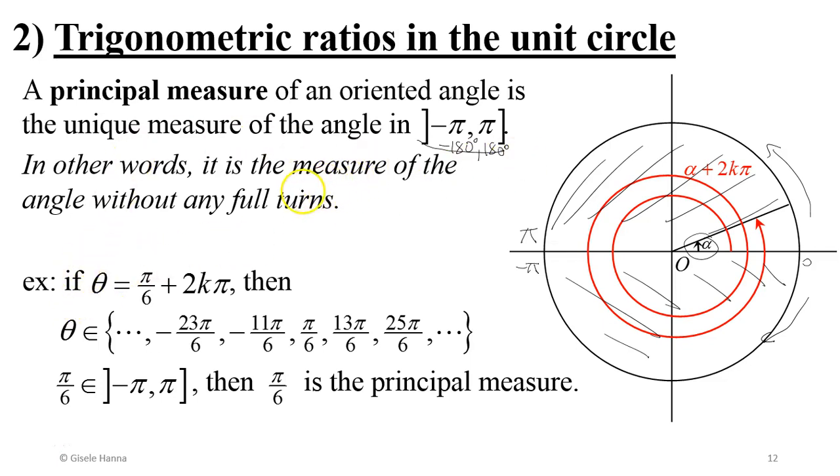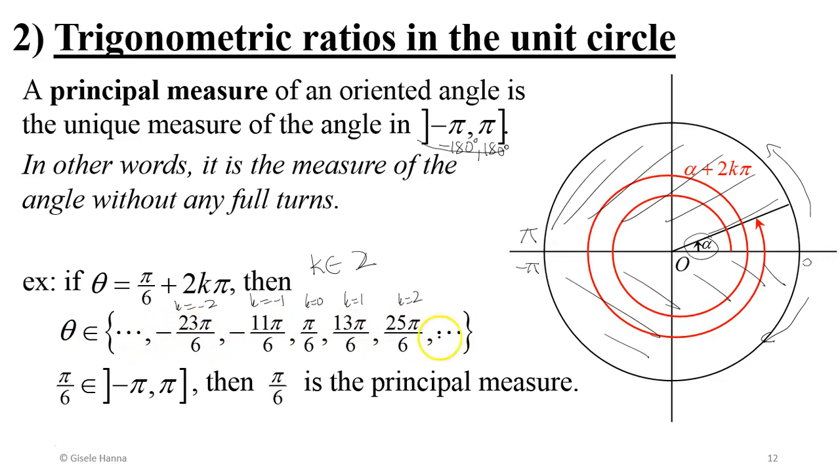In other words, whatever angle you are given, to find its principal measure, what you need to do is remove the full turns in that angle. So, for example, if I'm given this oriented angle of measure pi over 6 plus 2k pi for a given integer k, then for different values of k, you'd notice that theta would be one of these angles. This is for k equals 0, this is for k equals 1, this is for k equals 2, etc. This is for k equals negative 1, this is for k equals negative 2, etc.